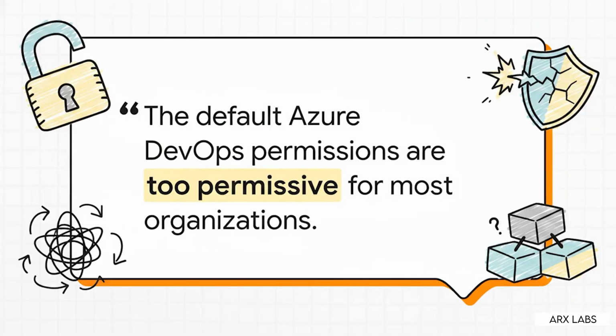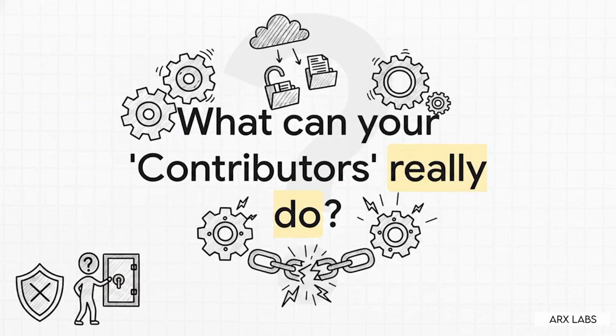Okay, so let's kick things off with a pretty fundamental truth, and this one might actually catch you off guard. Right out of the box, Azure DevOps is designed to be super easy to get started with, but that ease often comes at the price of security. And that, right there, is why having a real permission strategy isn't just a nice to have. Nope, it's absolutely non-negotiable.